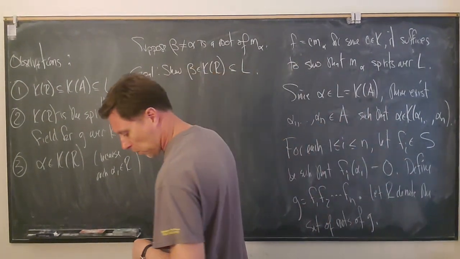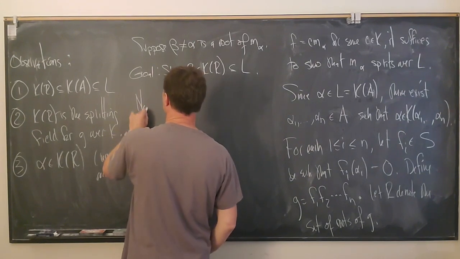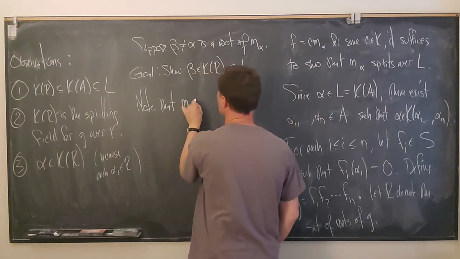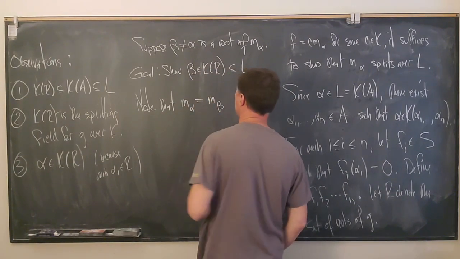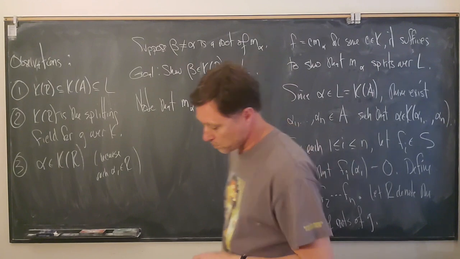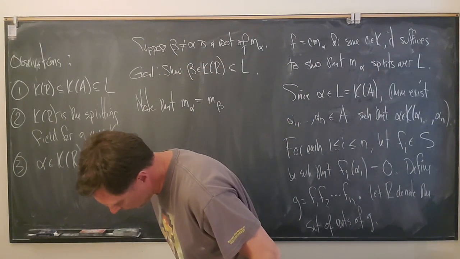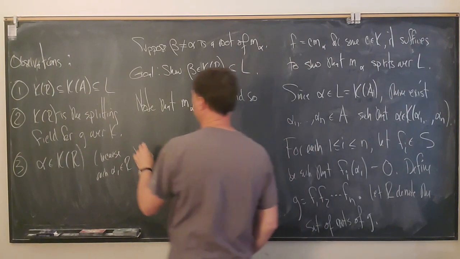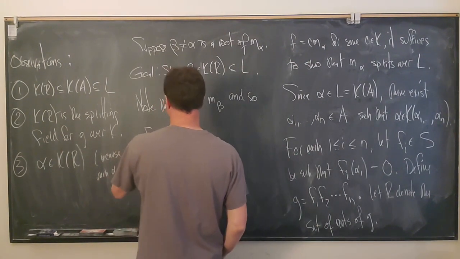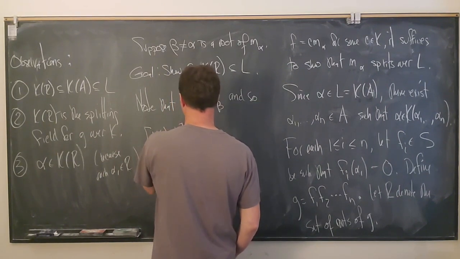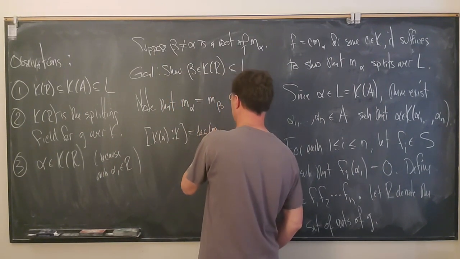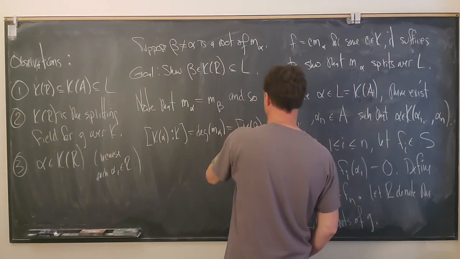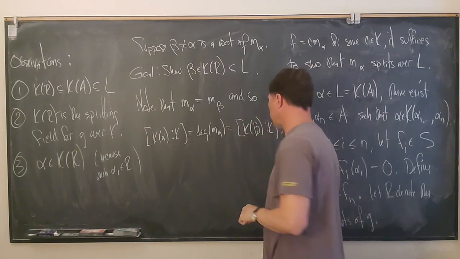So note that the minimal polynomial of alpha is equal to the minimal polynomial of beta. And so if I look at the degree of the extension K adjoin alpha over K, that's equal to the degree of the minimal polynomial of alpha, which is then going to be equal to the degree of K adjoin beta over K.